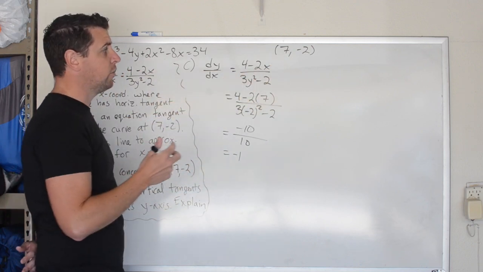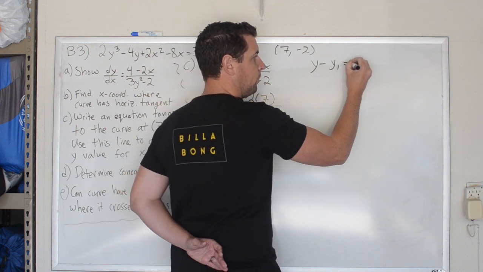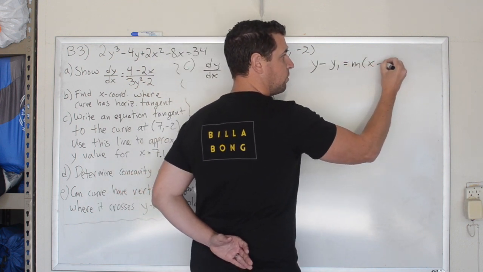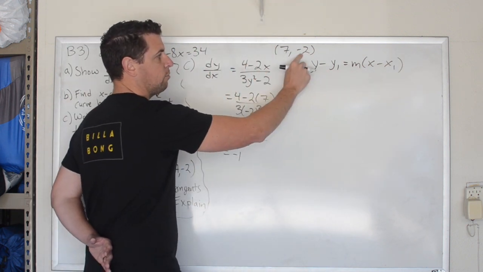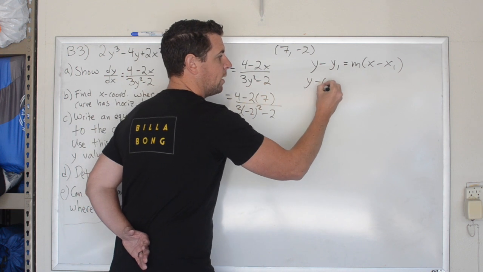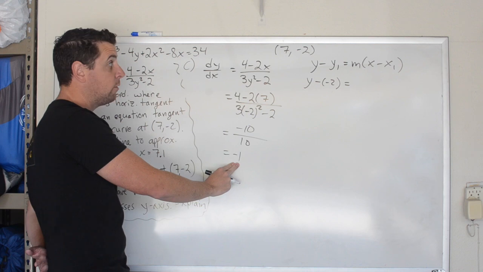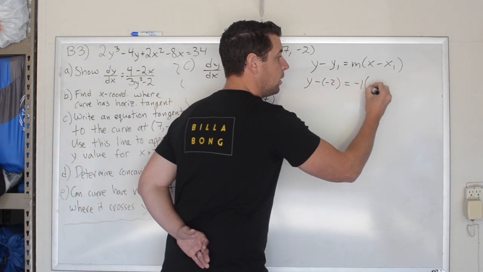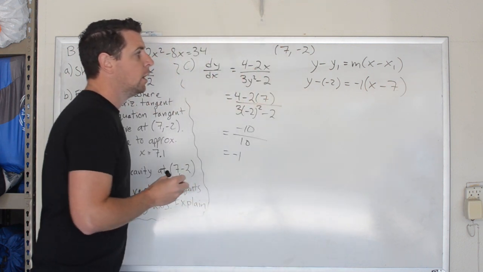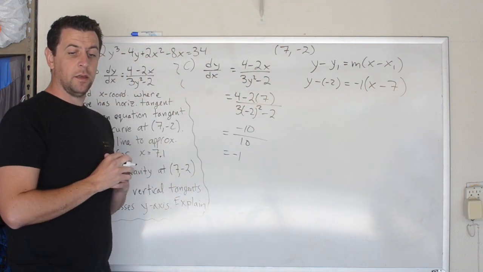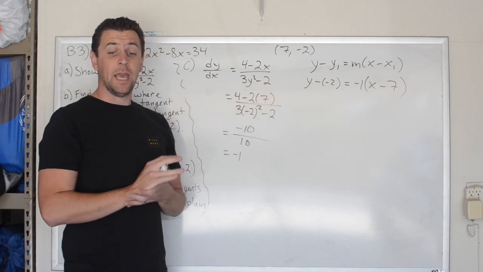So to write an equation now, I'm going to use the point-slope form, y minus y1 equals m times (x minus x1), y1 being this y value. So it's y minus a negative 2 equals m, my slope I just figured out is negative 1, times (x minus, my x value here is positive 7). Now if we just needed the line, we would stop right here. We don't need to simplify at all.